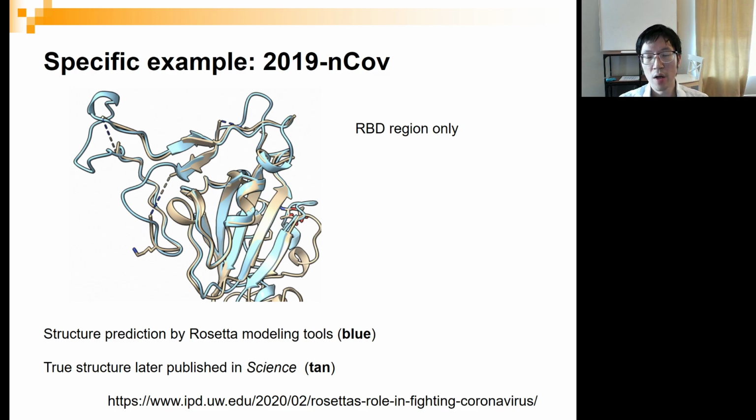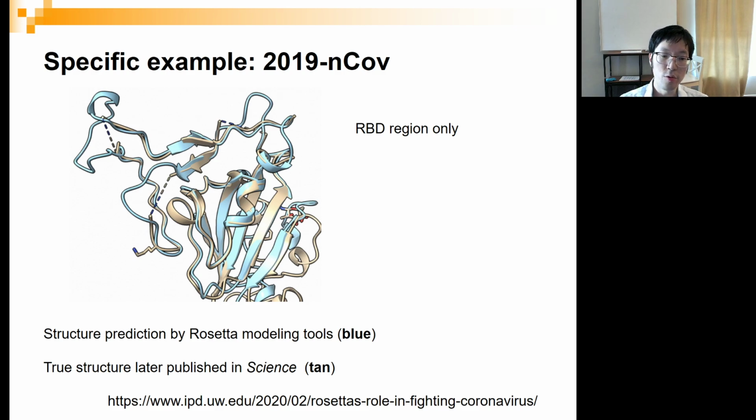Here, just focus on the binding region only, the RBD. This was a structure prediction released by researchers at the University of Washington, done using their modeling set of tools called Rosetta. Using those tools, they built a preliminary 3D structure prediction for the RBD. That's the part that's highlighted here in blue.